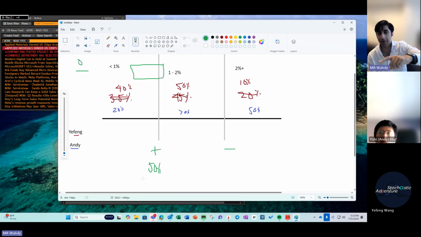The midpoint between your and Yefeng's view is 30%, and the market is pricing that at a much higher level. So you would say the market should be at 40%, but it's at 50%. That makes you more skeptical of the market's positioning. Okay, that's the first pass, the first wave. That's kind of the view.